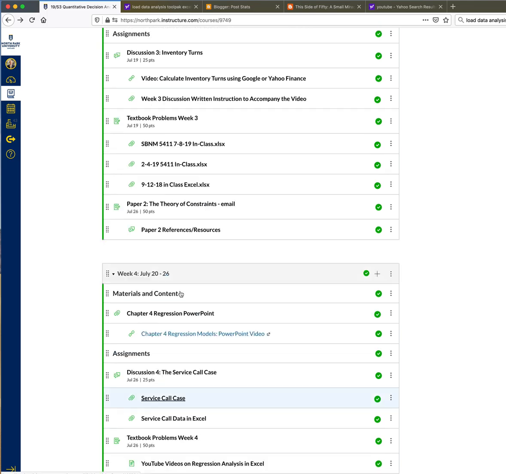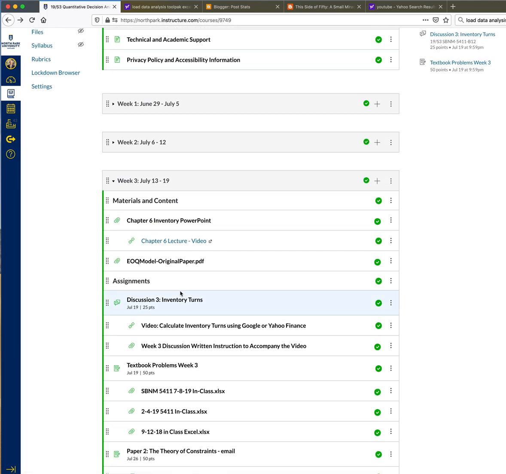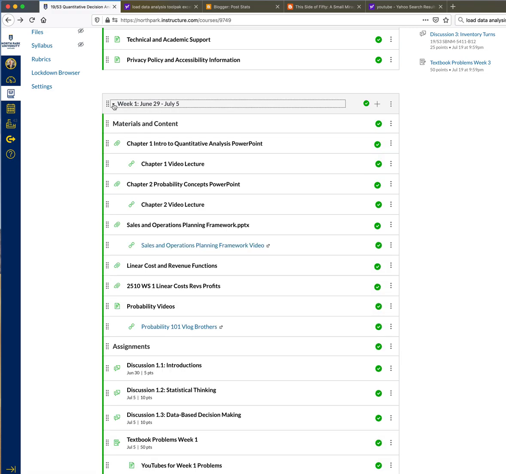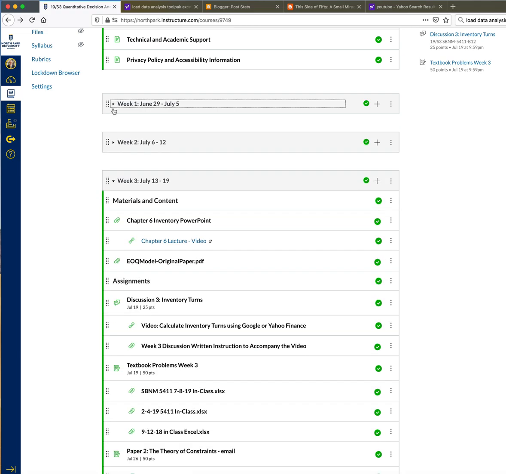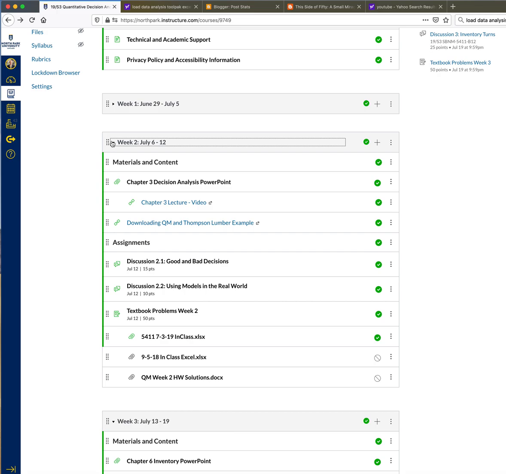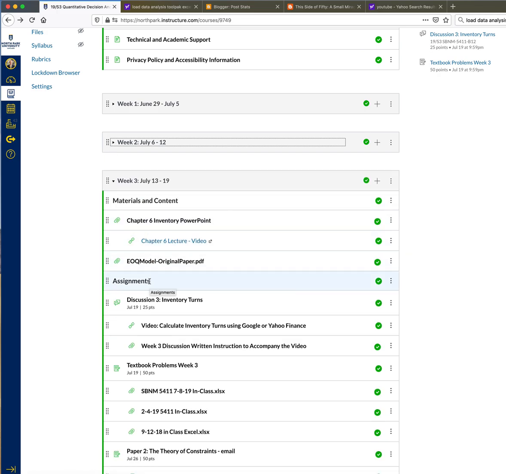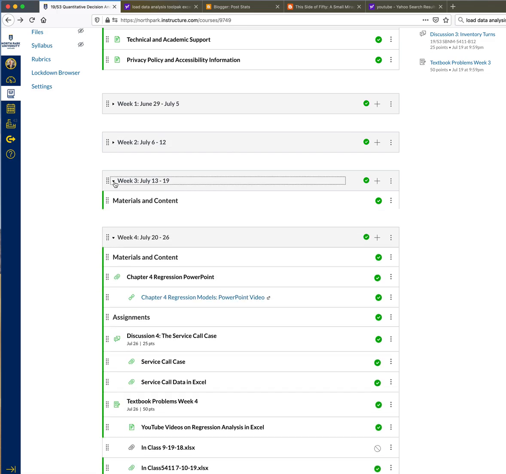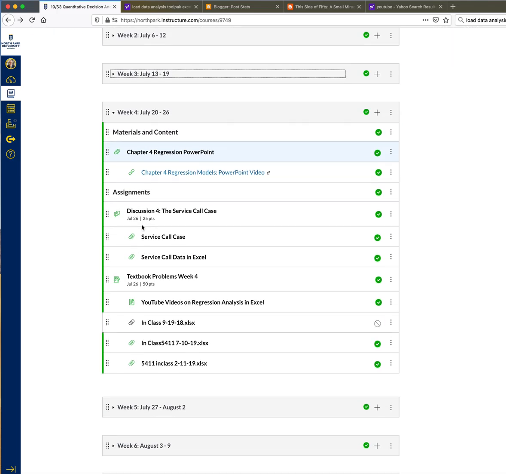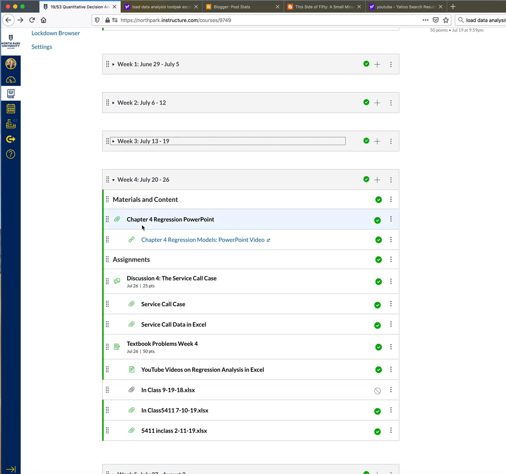So moving to chapter 4, we're done with model building. Weeks 1, 2, and 3, we're talking mostly about models. We talked about some statistical modeling and linear cost, profit, and revenue problems in week 1. We talked about decision-making tables and models in week 2. We talked about inventory models in week 3. Now we're moving into week 4 and 5, which is forecasting. And in week 4, we're going to talk about regression first, linear regression.